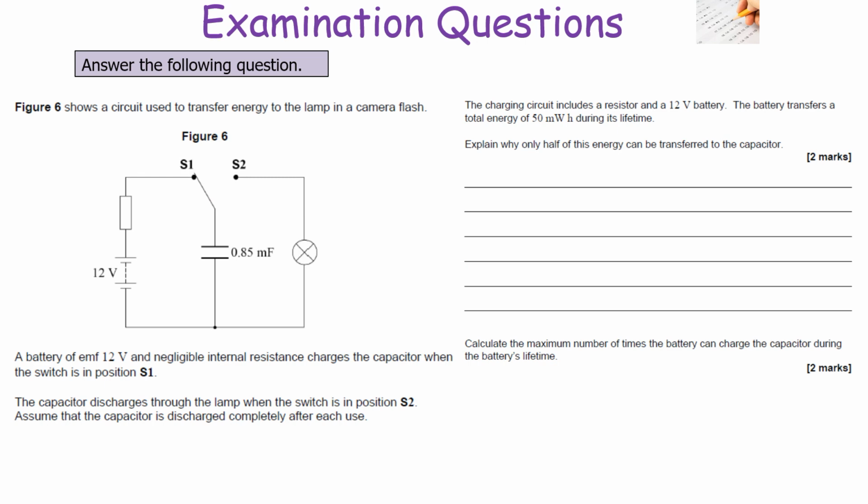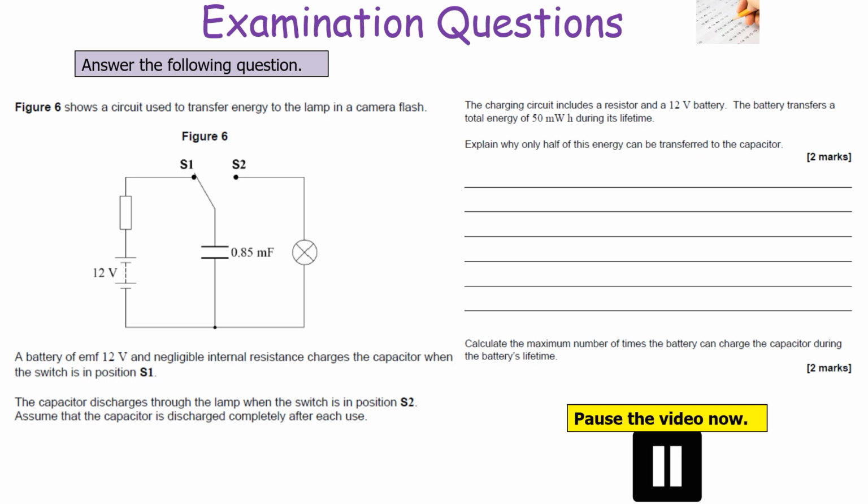Now the next question says the charging circuit includes a resistor and a 12 volt battery. The battery transfers a total energy of 50 milliwatt hours during its lifetime. Explain why only half of this energy can be transferred to the capacitor, and then calculate the maximum number of times the battery can charge the capacitor during the battery's lifetime. So pause the video now, then unpause the video when you want to go through your answer.